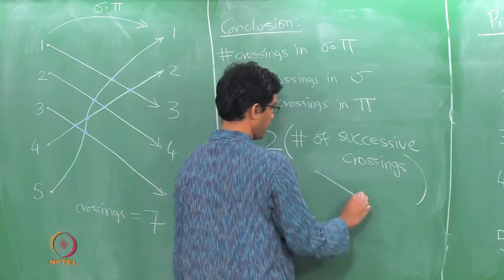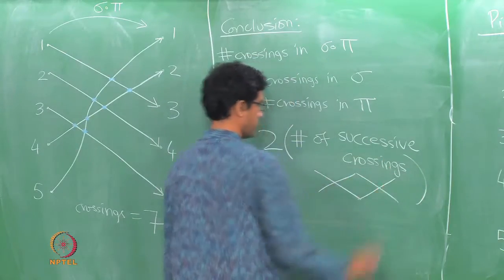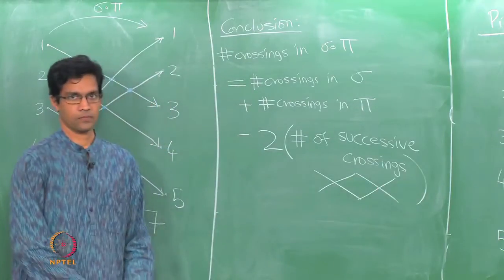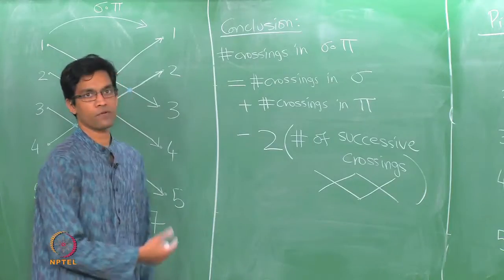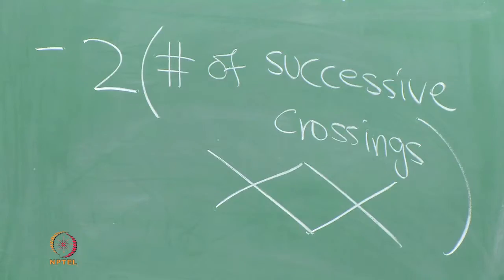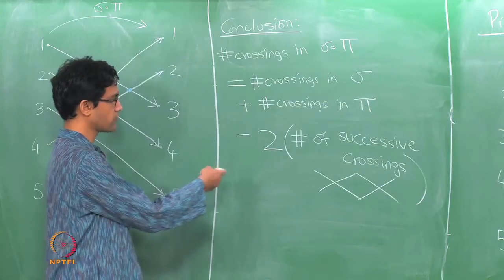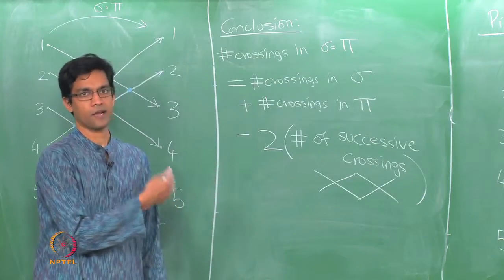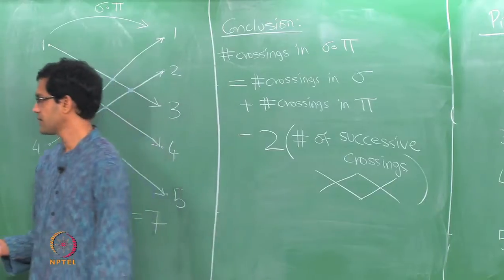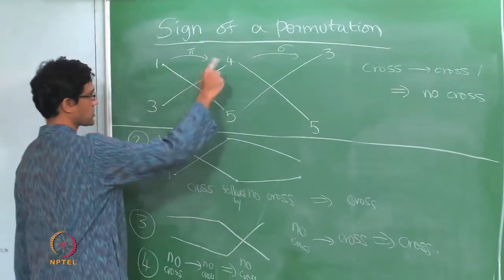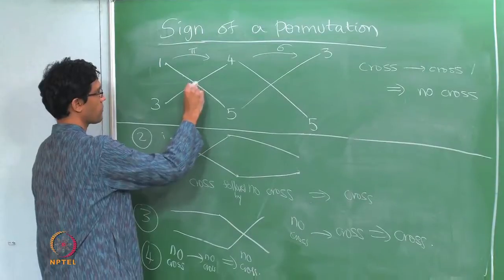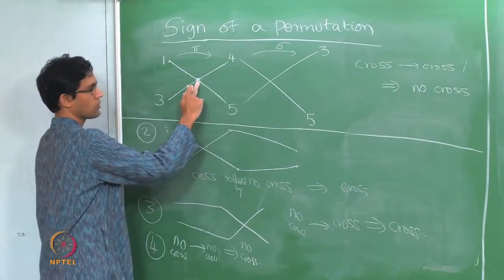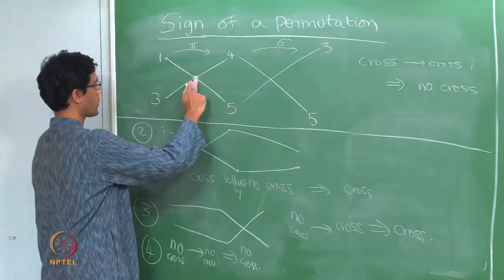By successive crossing we mean a picture of this kind. So this is a way of counting the total number of crossings in sigma composition pi, and as you can see, the proof is more or less what we have already said: there are these cases. Observe, if say this were the configuration and there is a successive crossing, then the crossing here would be a crossing for pi, so that would contribute 1 for a crossing of pi.